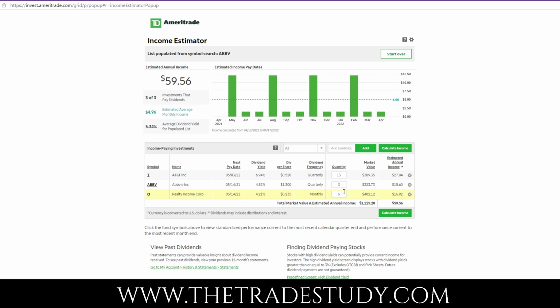Again, this is not an investment recommendation or suggestion. This is just for educational purposes to show you guys the power of the Income Estimator tool and how I use it. So now this is going to be month 1. Month 1, I am going to be putting about 13 shares of AT&T and then 3 shares of AbbVie and then 6 shares of O. If you notice, they are all going to come out to close enough to $400 each. I don't want to exceed my budget.